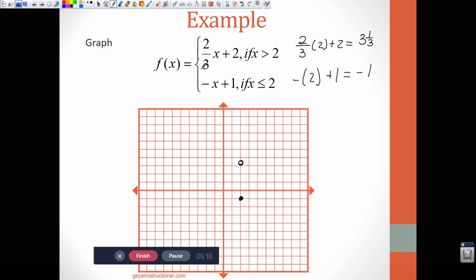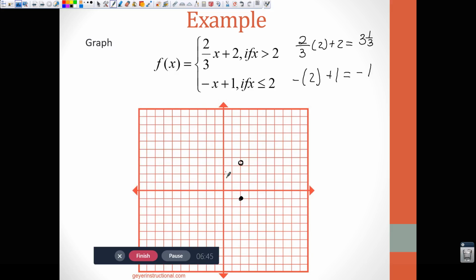So I'm looking at my equation here, and I want my x values to be greater than 2. So I know that I'm going to be going in this direction. I have a positive slope, so it's going to be going up and to the right, and my y-intercept is at 2. So I'm going to make an imaginary point here at 2, okay? It's just going to help me plot my additional points.